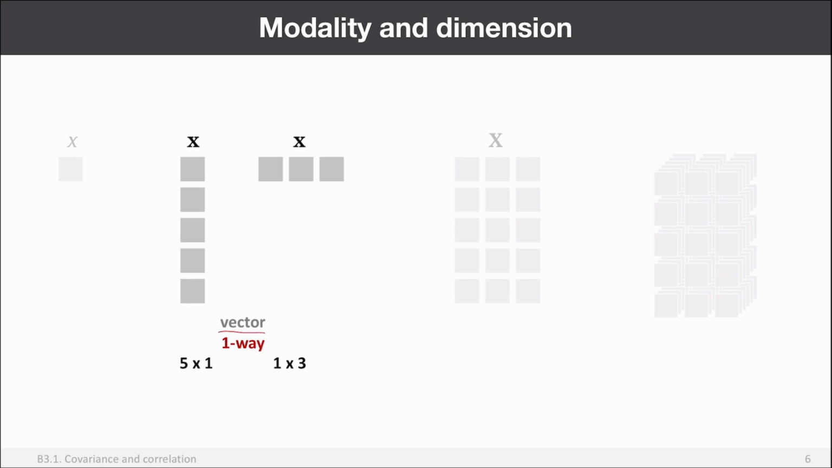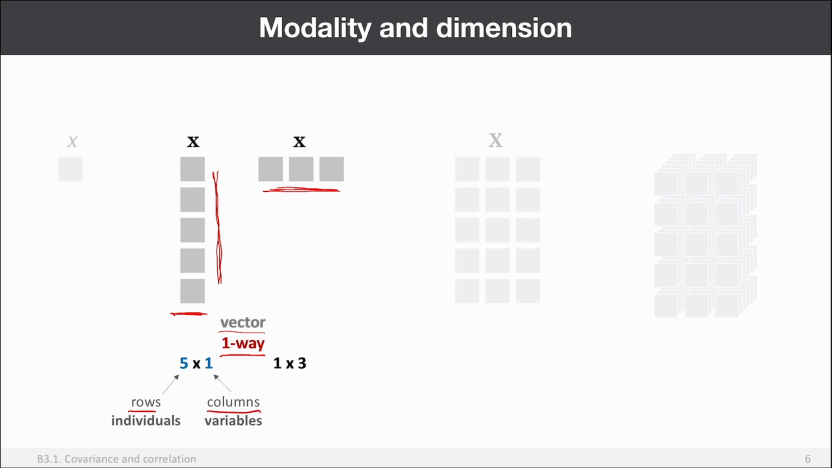So a vector is a set of numbers ordered as a column or as a row, and that's one-way data. Why is it one-way data? You have exactly one variational mode. For example, in this case, it varies from row to row, and in this case, it varies from column to column because it has only one row, right? So the first vector has a dimension 5 by 1 because it has 5 rows and one column.